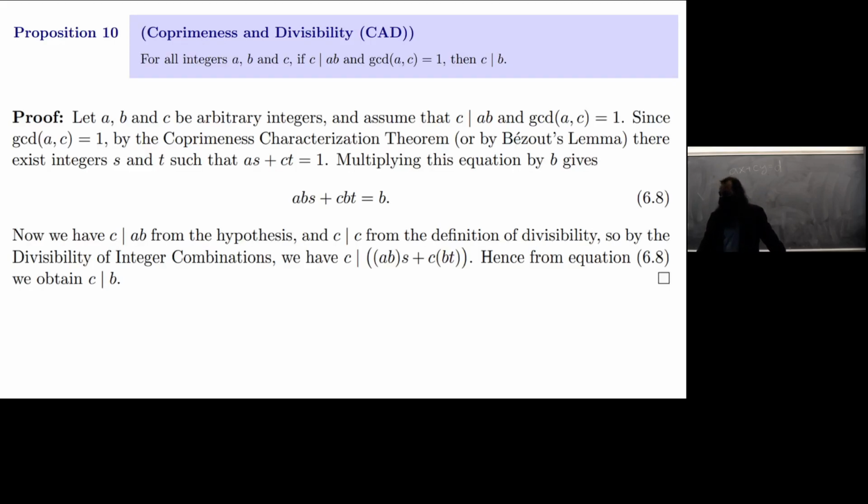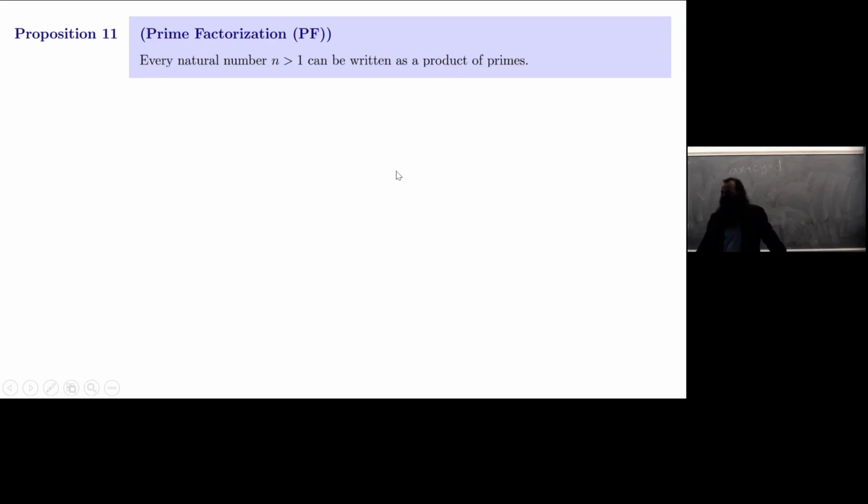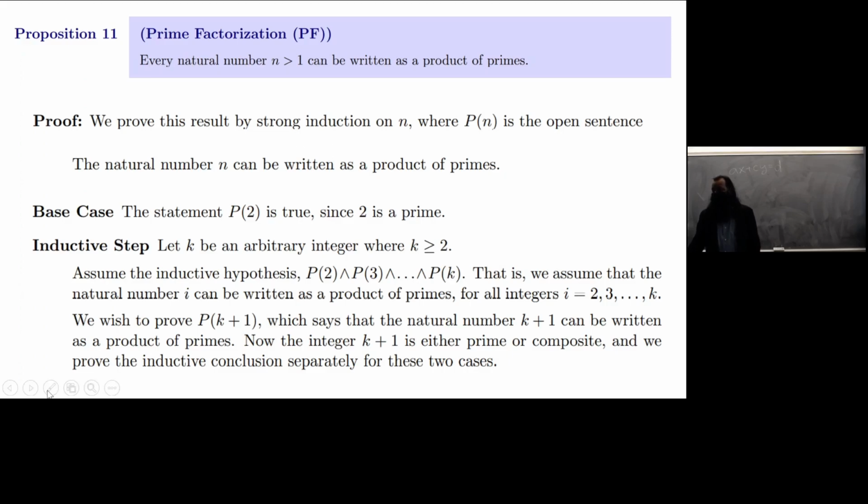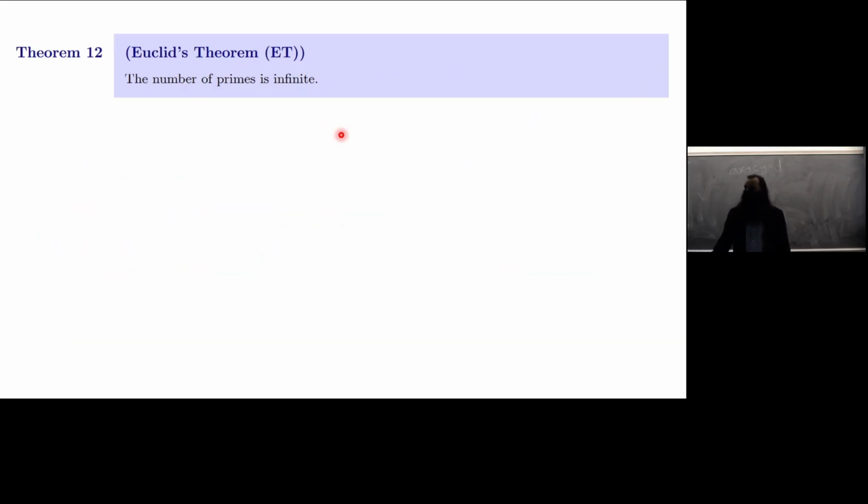Almost all these proofs use Bézout's identity somewhere. Prime factorization: the proof that any number can be factored into a product of primes. How do we prove that? Induction. Strong induction. So that's what it says here. Next one, proof that the number of primes is infinite. We already went over this, right? You all remember how to do that?